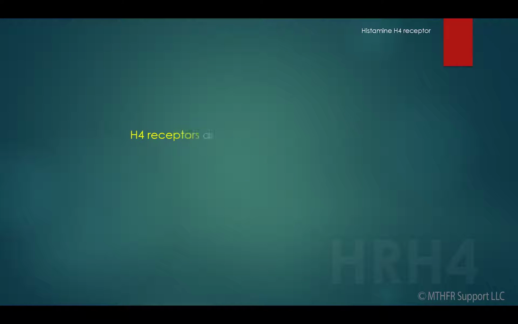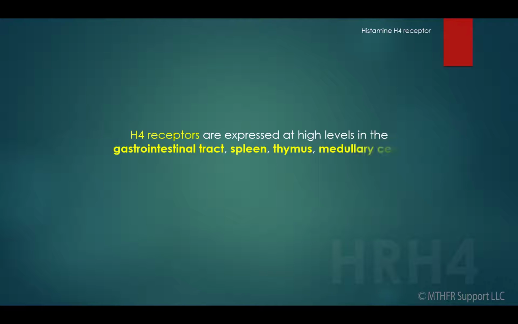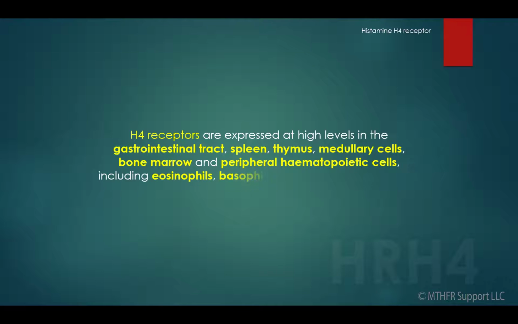H4 receptors are expressed at high levels in the gastrointestinal tract, spleen, thymus, medullary cells, bone marrow, peripheral hemopoietic cells, including eosinophils, basophils, mast cells, T lymphocytes, leukocytes, and dendritic cells. HRH4 is also expressed in the brain, heart, liver, and lung.